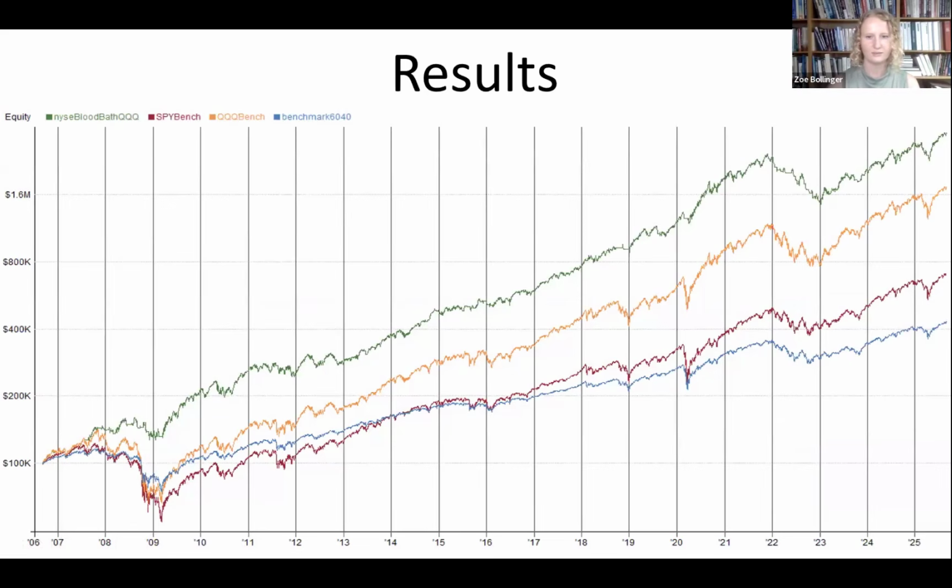So here's the equity line. We've got our same old 60-40 benchmark now in blue, our S&P 500 benchmark in red, and I've added the QQQ benchmark so that you can see that as well. And we see the bloodbath in green on top. So we, again, handle 0809 really nicely, handle COVID really beautifully. This, not so great.